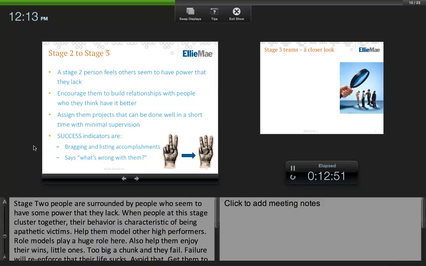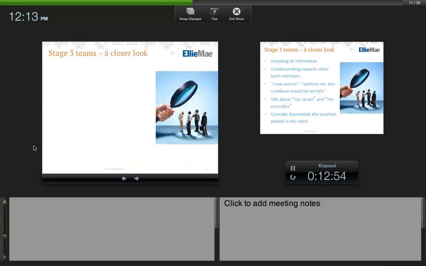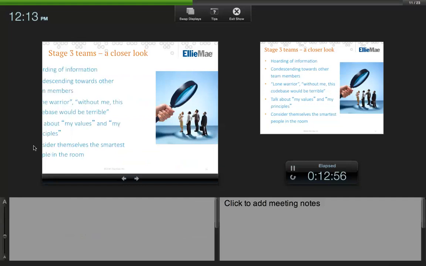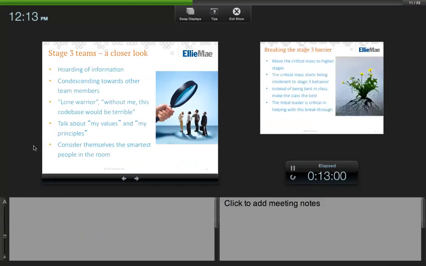The next stage is to actually build a successful team, right? But before we build a successful team, what is the characteristic of a stage 3 team? That is important. Why are stage 3 teams like that? The key character is one of hoarding of information, right? It's too complicated for you. I'm not, you won't get it, right? Just assign that bug to me, right? But help somebody else do this? No, because then you lose your feeling of self-importance, right? There's a little bit of condescending attitude, and the feeling of, hey, I'm a lone warrior.